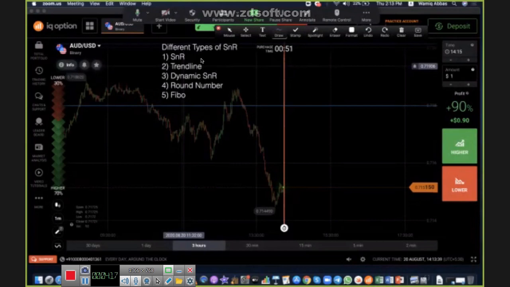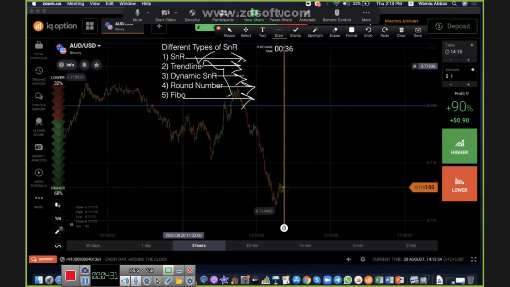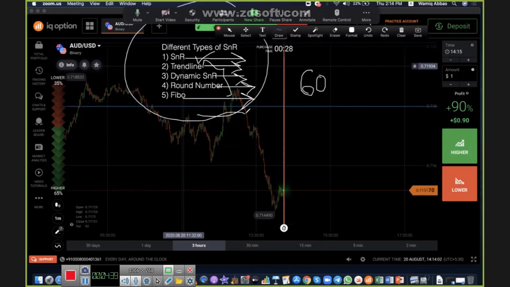That's why if you depend only on SNR, you will not get that good result. If you depend only on one of these factors, for example, only on trend line, only on dynamic SNR, only on round number, only on Fibonacci, you'll not even get 60%. You'll get less than 60%. But there will be some scenarios where all these different types of SNR come together at one single point. That point is going to be a short shot about which we'll be studying.